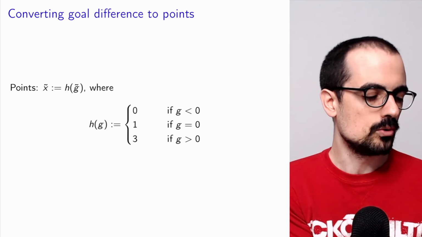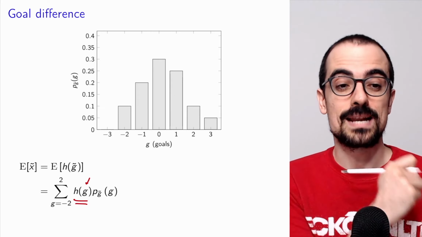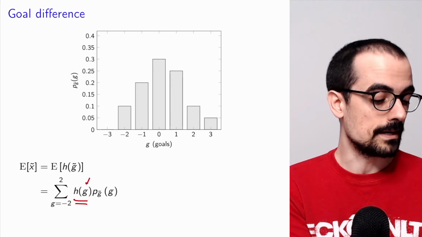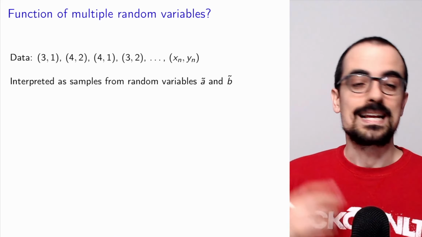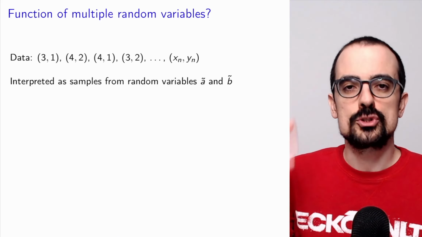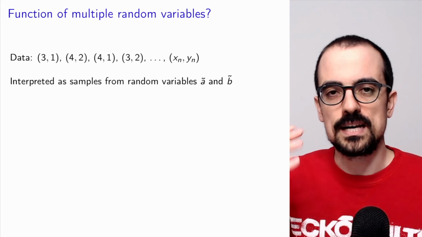What do we do? We just sum over the possible values of g: first we apply the function, and then we weight by the corresponding probability of g. So here we get that the average number of points is going to be 1.5. Again, I'm going a little bit quickly through the examples. We have done them more slowly and more carefully in the specific videos dedicated to each of the topics.